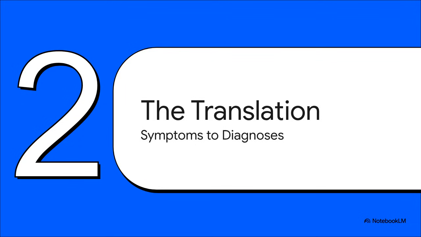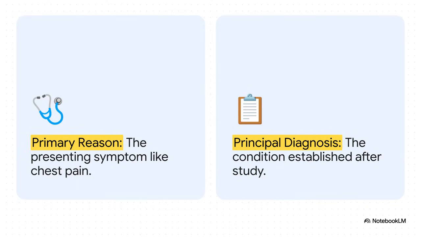Moving right along to Section 2, the translation, symptoms to diagnoses. Now, we have to draw a hard line between two concepts that get confused all the time: the primary reason for admission versus the principal diagnosis. The primary reason might be something like severe chest pain. That is why the patient walked through the door in the first place. But the principal diagnosis, that's the condition established after study to be chiefly responsible for the admission. So after all the tests are run, that chest pain is officially diagnosed as an acute inferior wall myocardial infarction. That acute MI becomes your principal diagnosis, and that is exactly what drives your base DRG assignment.